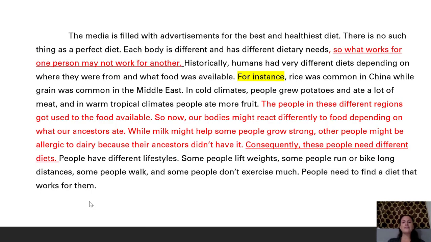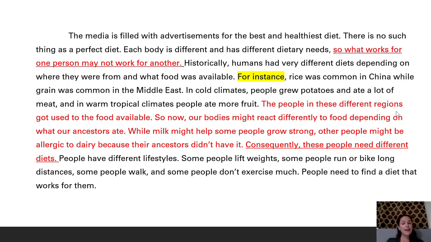All right, so lots of things have been added. Each body is different, has different dietary needs. So what works for one person may not work for another. Then we added this transition word, for instance. This lets the reader know that you're giving me some specific examples of these different diets in different places. Then, after giving the examples, the author connects it back to the main idea. The people in these different regions got used to the food available.